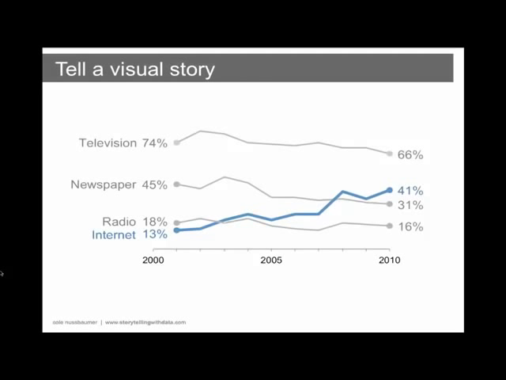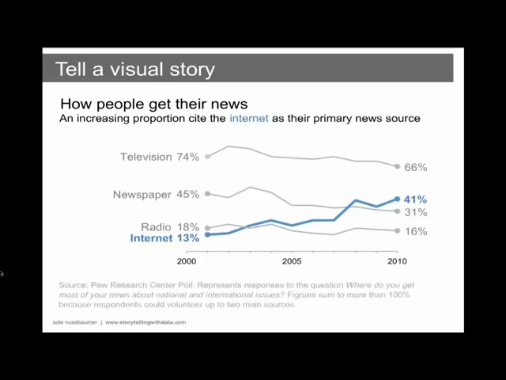So let's go back to our example. Again, here's where we left off after we used our pre-attentive attributes. And the final step we need to take is to put a story around it. And we can do that simply, right? It doesn't need to be a big elaborate story. Here we've labeled our graph, we titled our graph, How People Get Their News, and our subtitle has the story in it. An increasing portion cite the internet as their primary news source.